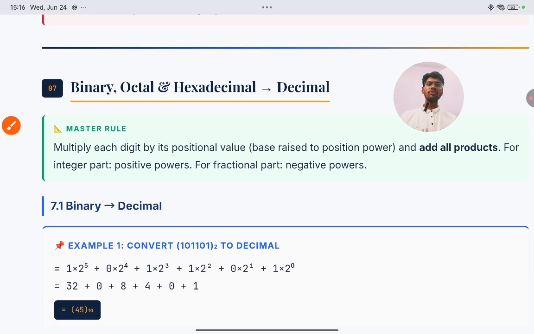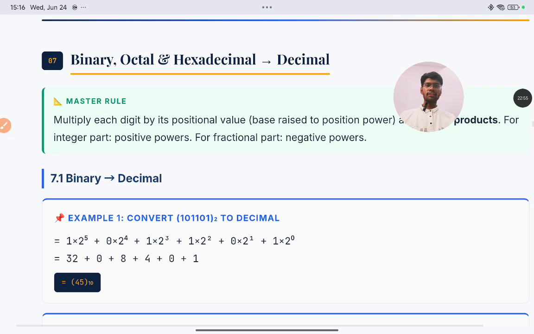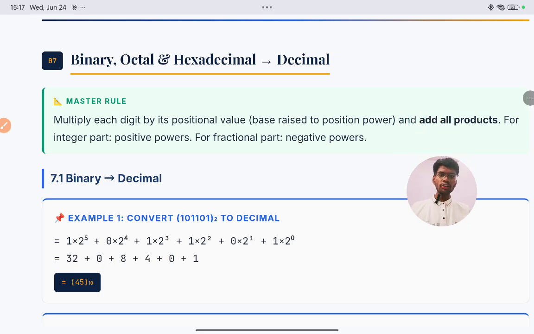Then conversion from other number systems to decimal. That is, we need to convert binary, octal, hexadecimal to decimal. What is the rule? Multiply each digit by its positional value, the base raised to the position power, and add all the products.